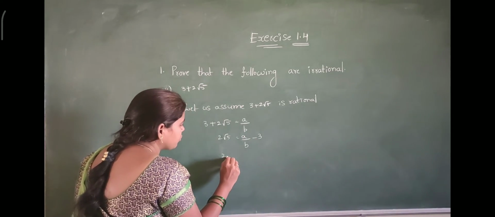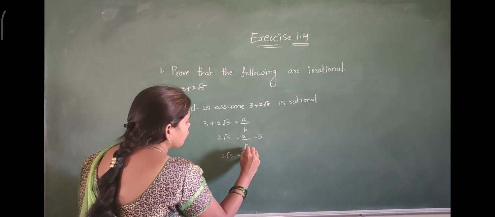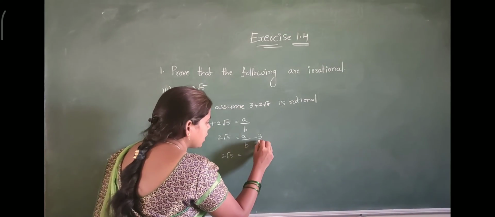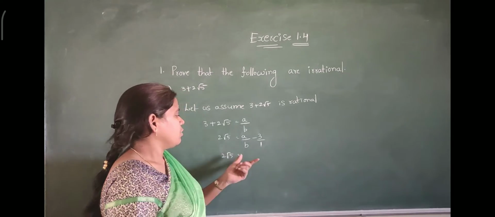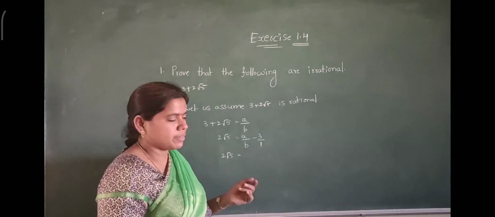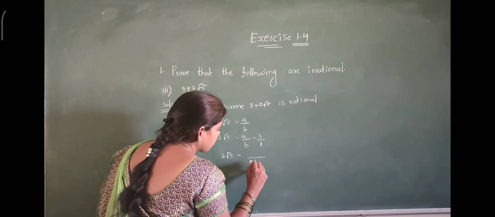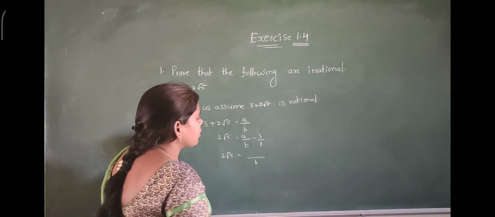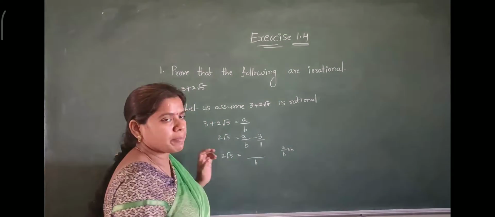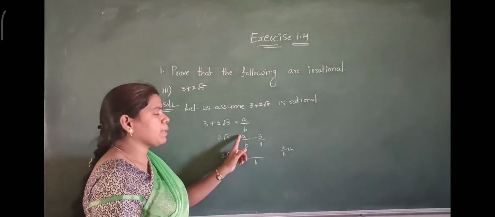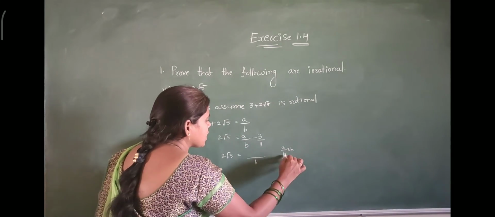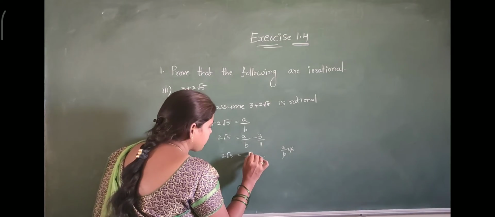If you observe, the denominators of these two terms are different. Here, if there is no denominator, we can keep it as 1. LCM of b and 1 is b. After that, we have to multiply each term with the LCM. What is the first term? a by b into b, b cancels. What is remaining?